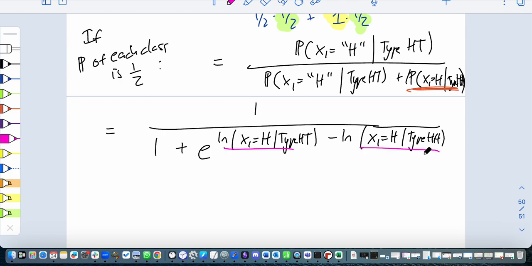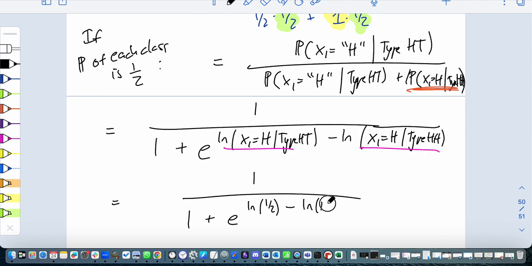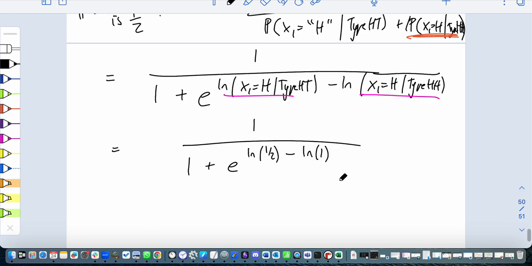What is that in this case? So for this particular thing, it would be 1 plus e to the power, x1 is heads given type heads, tails. That is the log of a half. And then on the other side, you have log of 1. Right? So it really is like, what is the probability of the thing you saw in either situation? Take the logs, subtract them, and apply the sigmoid function. So if you think about it like this, it's very simple what's going on.